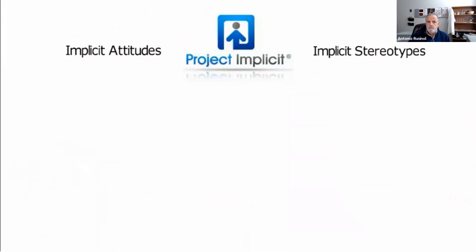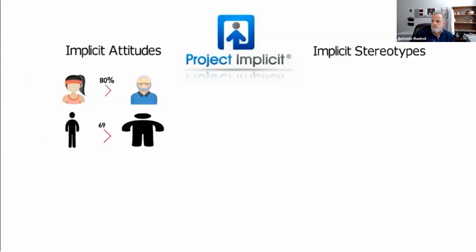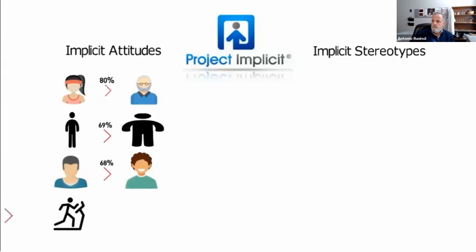Implicit biases, measured by reaction times, are systematic and pervasive. They are statistically significant, which means they are not due to chance. On average, our implicit attitudes, which, to remind you, are overall valences toward a category, predictably favor certain groups over others. 80% of participants prefer young over old, 69% thin over overweight, 68% white over black, 76% able-bodied over disabled.